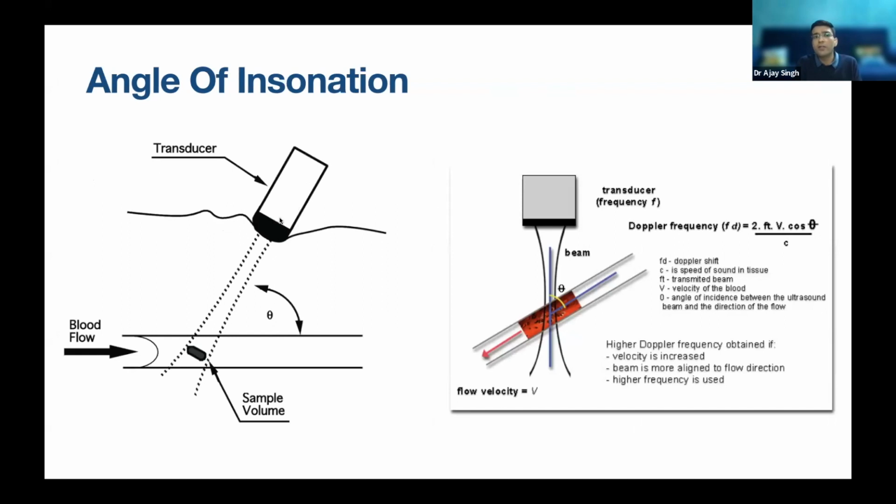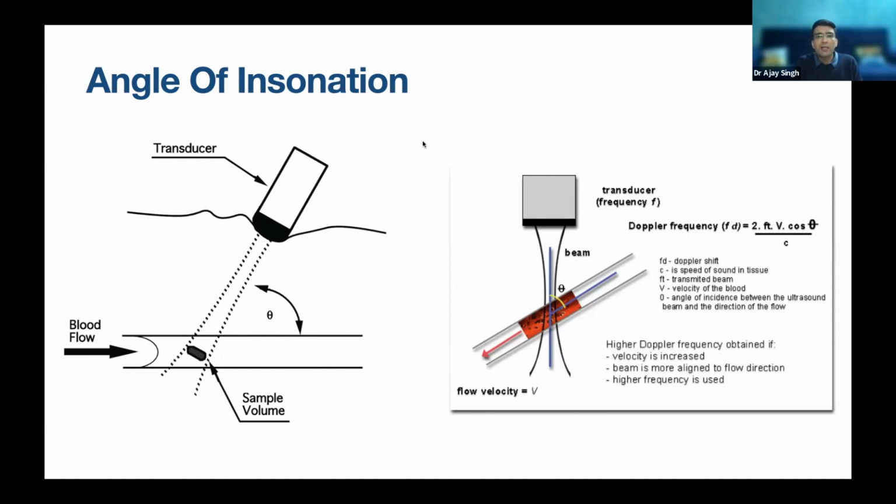Angle of insonation is the angle formed by the ultrasound beam and the blood flow. So this angle is the angle of insonation. Why is it important? It is important because the Doppler frequency, the changes which the ultrasound actually picks up, the Doppler shift, is directly proportional to the cosine of this angle. So any change in this angle will actually affect the Doppler shift.